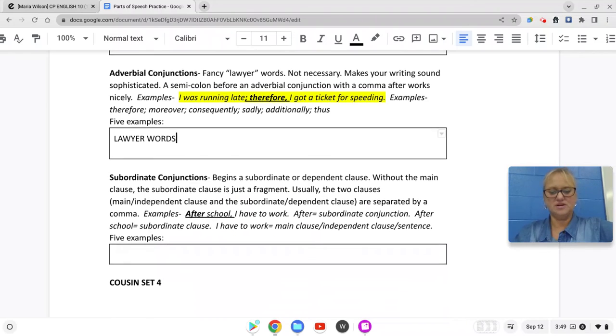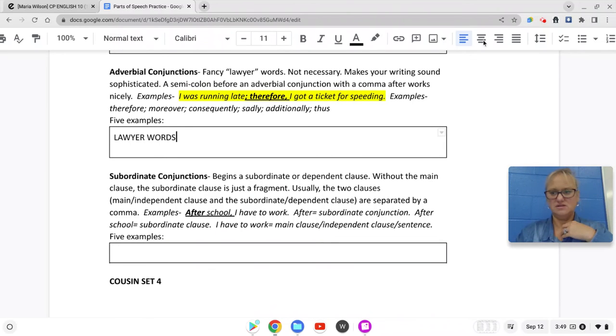And then the subordinate conjunctions. Am I still going? I think I must be. This one's the hard one, but you need a main clause. Main or independent clause stands on its own. The subordinate or dependent clause is dependent upon the main clause. So the way I think about it is I am my boss's subordinate. He makes more money than me.